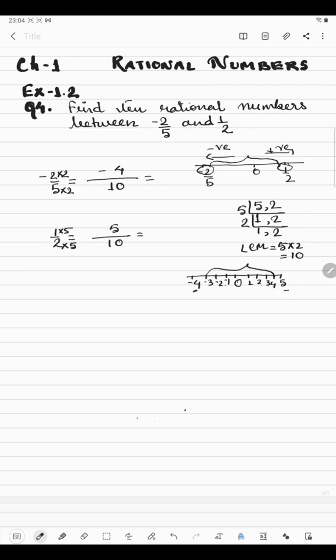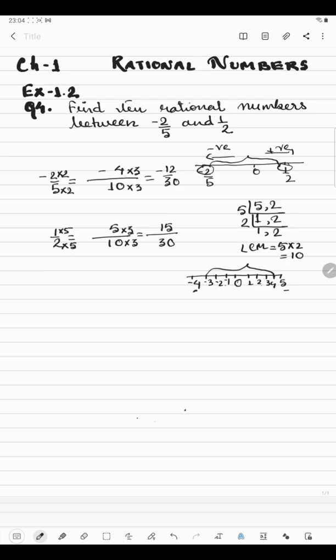So suppose I am multiplying by 3. If the denominator is multiplied by 3, then the numerator also will be multiplied by 3. So we are getting minus 12 by 30. And here the denominator will be the same. So here we have got 30. So here also we will have to make 30. So if you multiply with 3, then we will get 30 here, and the same number will be multiplied with the numerator. So we are getting 15. So here I have multiplied by 3.